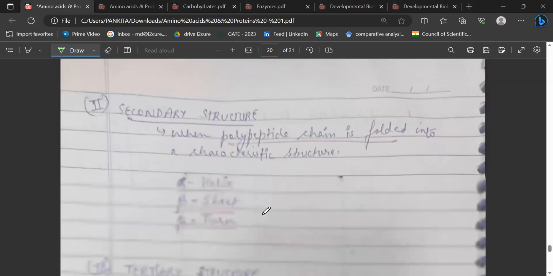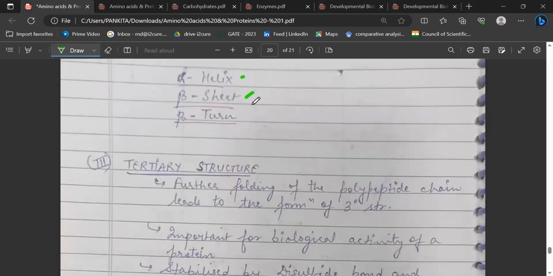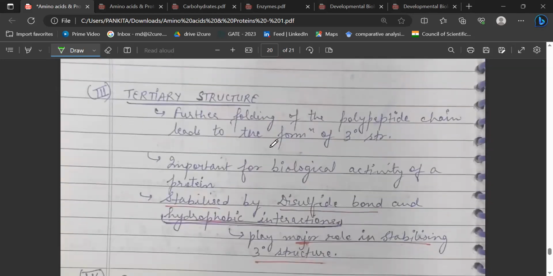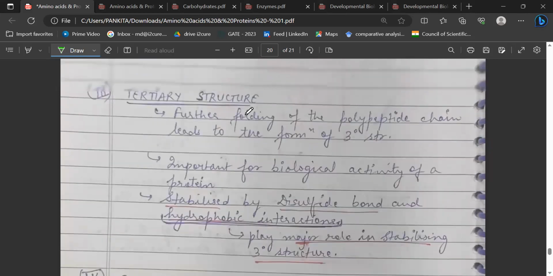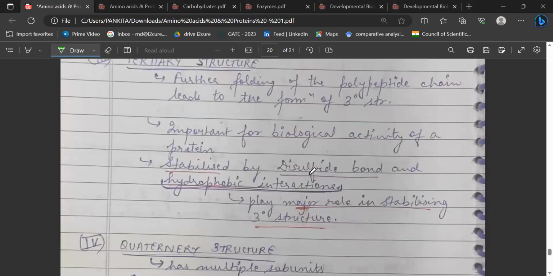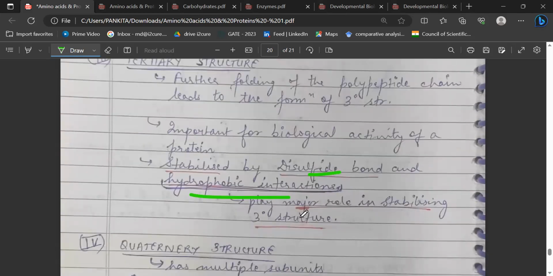In the secondary structure, the polypeptide chain is folded into an alpha helix, beta sheet, or beta turn, any of the three. The tertiary structure of a protein is one in which the secondary structure is further folded. The tertiary structure is the one important for the biological activity of the protein, and it is stabilized by disulfide bonds as well as hydrophobic interactions. The hydrophobic interactions play a major role in stabilizing the tertiary structure.